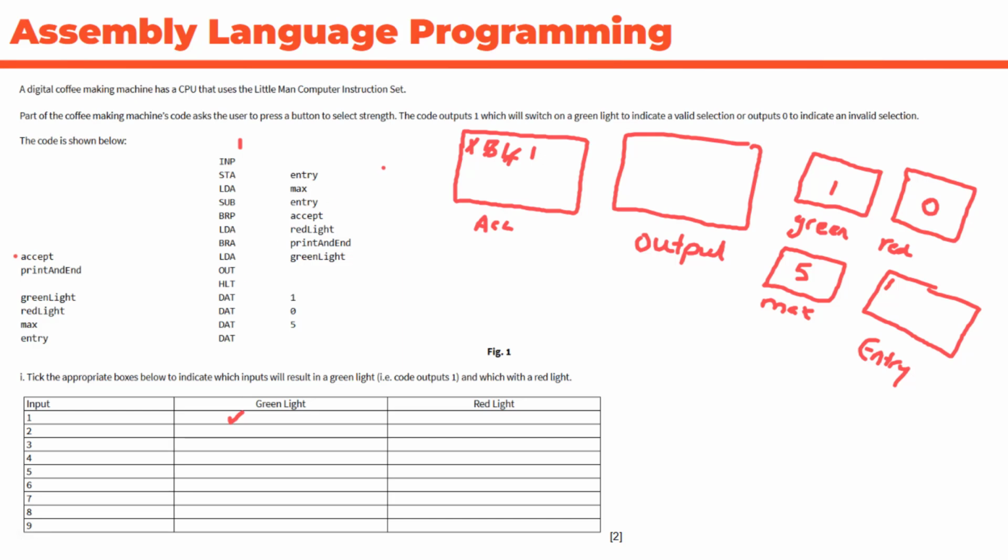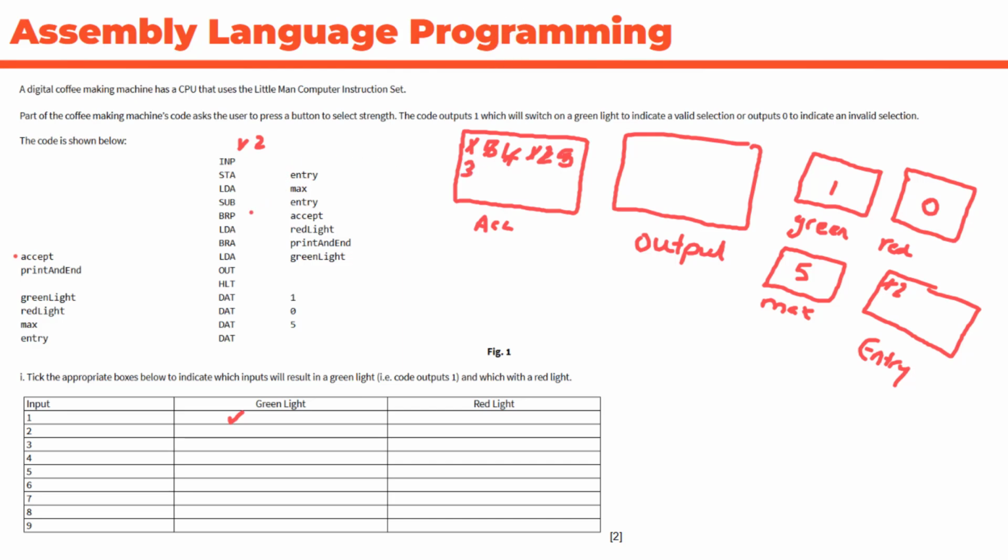Now we start again and we do number 2. So number 2, input. This is going to get messy in this box. Apologies in advance. Input 2. Store that in entry. Load max. Max goes in, max is 5. Sub entry, take away 2 from that, that gives us 3.